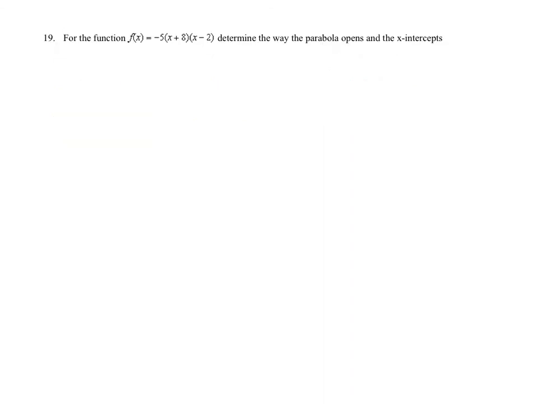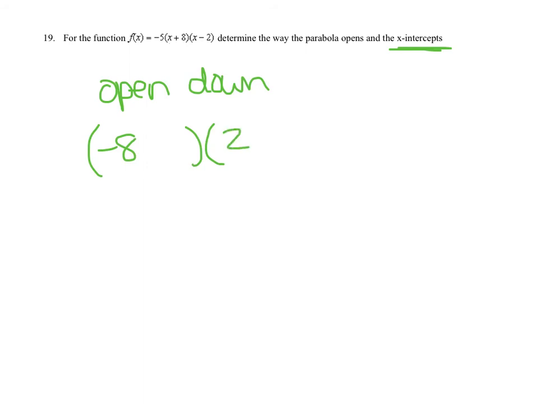For the function f of x equals -5, x plus 8, x minus 2, determine the way the parabola opens and the x-intercepts. Remember, the number in the front determines whether he opens up or down. He's negative, so this is going to open down. And he's in factored form, so we can find those x-intercepts. It's the opposite of what we see in here. So I see a positive 8 and a -2, so my x-intercepts are going to be -8 and +2. And we have to put those zeros in there to represent them as x-intercepts.